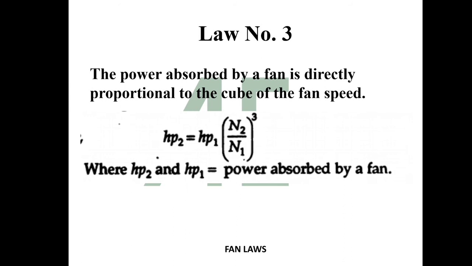Law number 3 states that the power absorbed by a fan is directly proportional to the cube of the fan speed, which is denoted by hp2 = hp1 × (N2/N1)³, where hp2 and hp1 are the power absorbed by the fan.